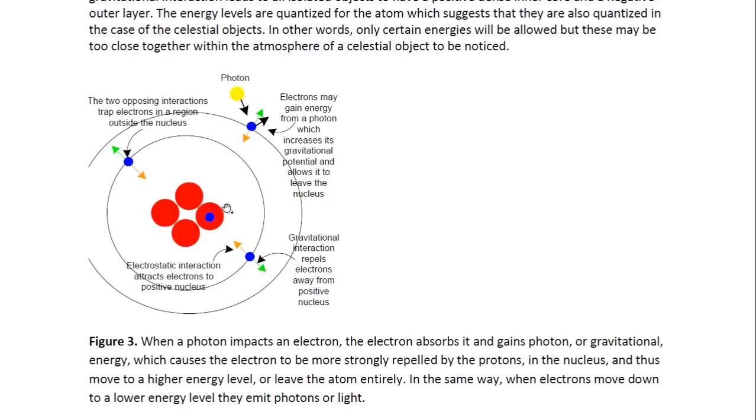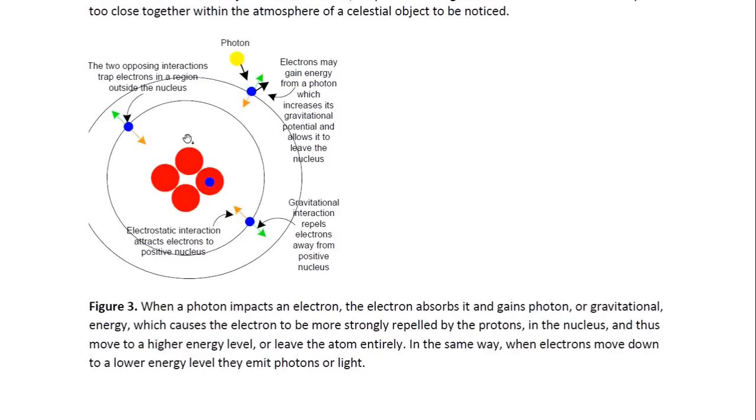Now here what's illustrated is how when an electron absorbs a photon, it tends to move away from the nucleus. So this is an atom with 3 protons, 1 neutron. The neutron is a combination of a proton and an electron, so it's neutral. The protons are positively charged, the electrons are negatively charged.